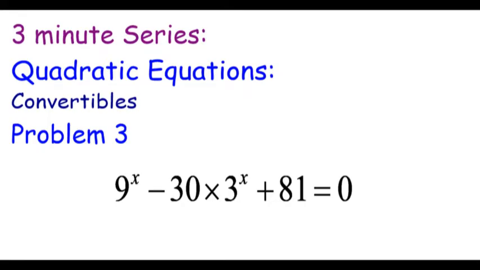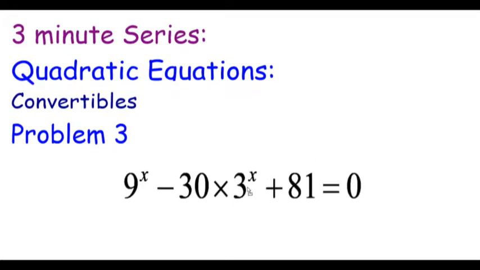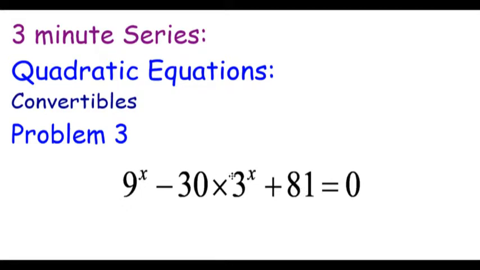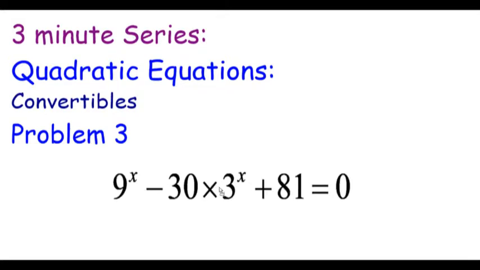This is the 3-minute series on quadratic equations. We're looking at problem 3, basically equations convertible into quadratics. And you can see here, this one is actually an exponential: 9 to the x minus 30 times 3 to the x plus 81 equals 0. So this is an exponential equation which we are going to convert into a quadratic equation.